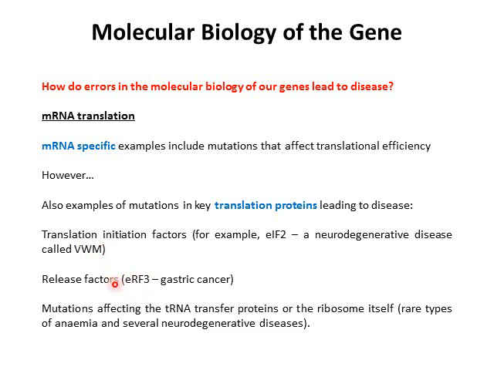Similarly, there are proteins responsible for releasing ribosomes from mRNA, eukaryotic release factor 3. Mutations in this protein have been associated with a particular type of gastric cancer. And in fact, there are mutations which affect tRNA transfer proteins, the ribosome itself, and a range of other components of the translation machinery. And in these cases, it can lead to a multitude of diseases such as anemia and, again, several neurodegenerative disorders.